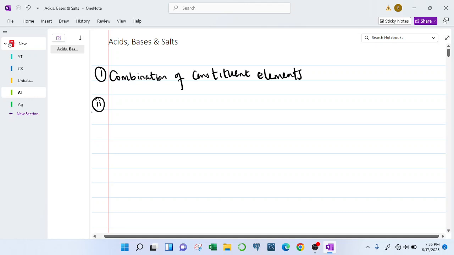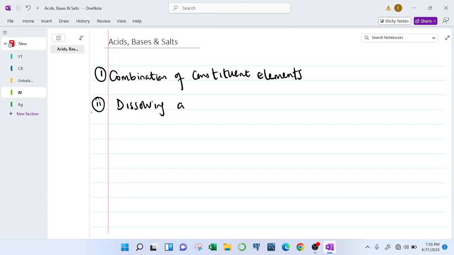The next one is dissolving acid and hydride in water. Now, I already called this one the second one, but it is actually going to be the last one we discuss because it has some concepts that we are going to treat. I have to treat them specially, I guess.